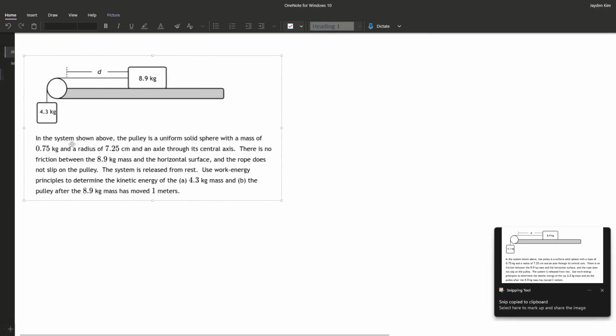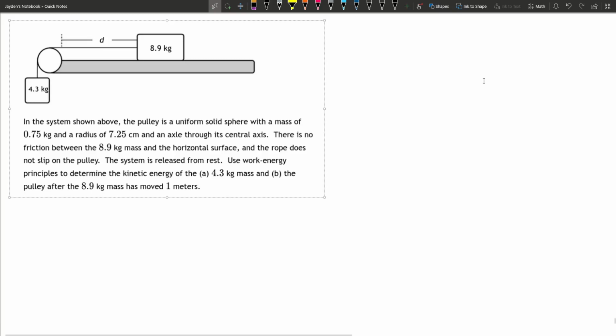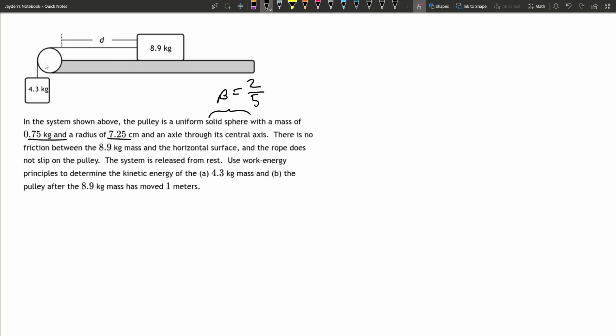Okie dokie. So here we have an Atwood machine and it's pretty much asking us to use a pulley, a solid sphere, so that means we know beta is equal to 2/5, with a mass of big M and radius R. We can call this M1 and this is M2. There's no friction between the mass and the horizontal surface, so this is frictionless.